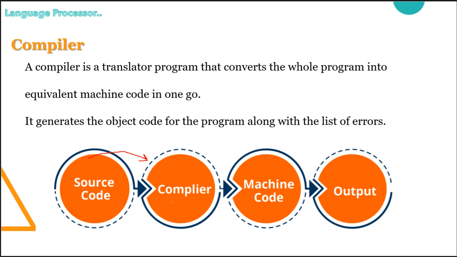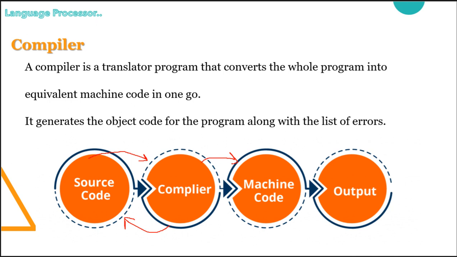If any error is there, then it will terminate your program at the end and give you the list of errors. And once you rectify the errors, whenever you click on run again, it will call for the compiler, then the compiler examines and translates your code into machine code in one go.